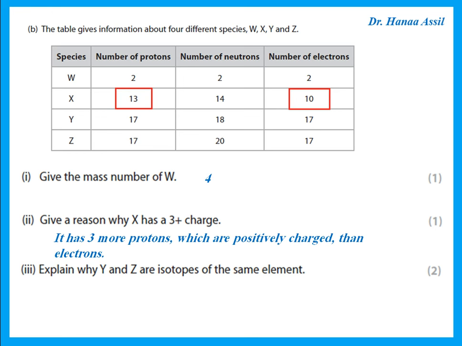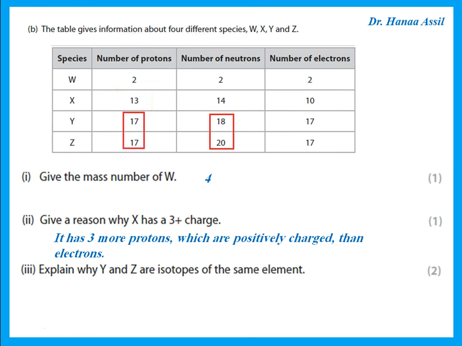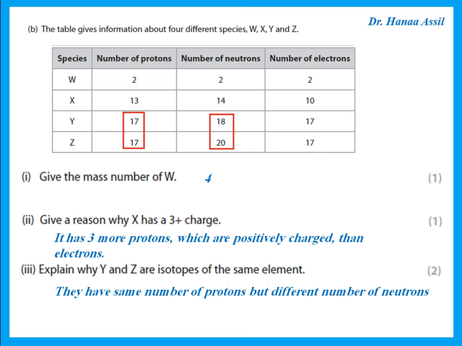Explain why Y and Z are isotopes of the same element. Where is Y and Z? We can see that Y and Z have the same number of protons but different number of neutrons. Remember, this is the definition of isotopes. Isotopes are atoms of the same element having the same number of protons but different number of neutrons.